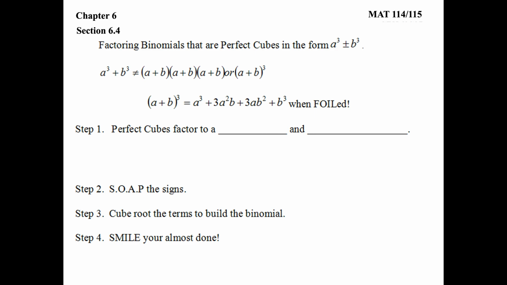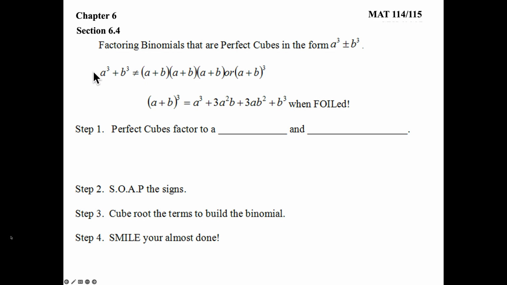Factoring binomials that are perfect cubes, in the form a cubed plus b cubed, or it could be a cubed minus b cubed. So this is going to be different than the difference of perfect squares. So let's talk perfect cubes. On your variables, any power that is a multiple of 3 (3, 6, 9, 12) will be a perfect cube.